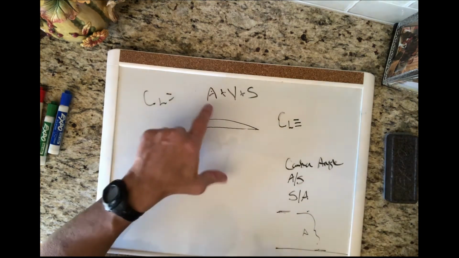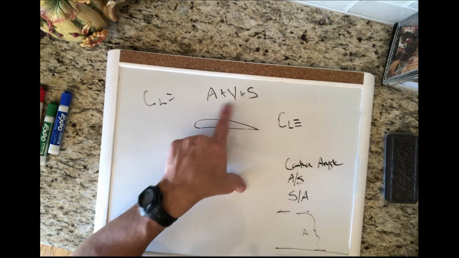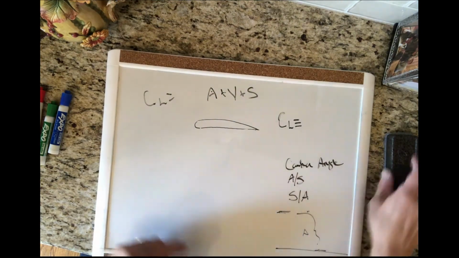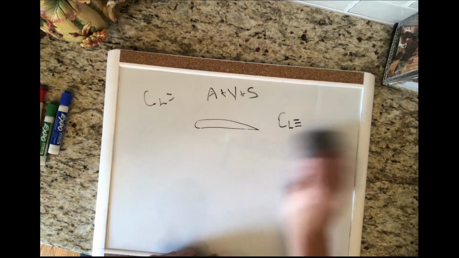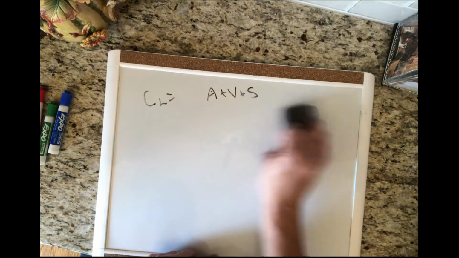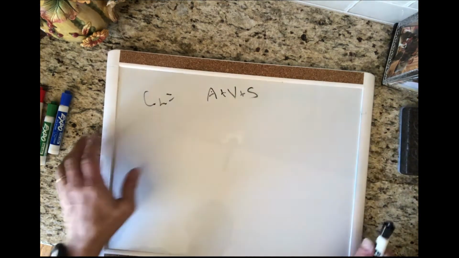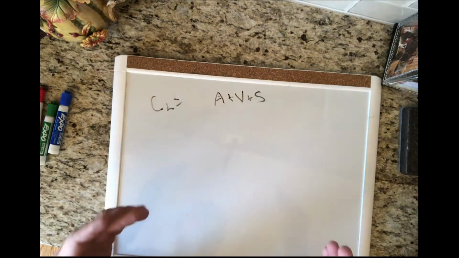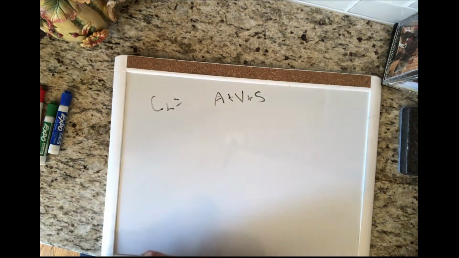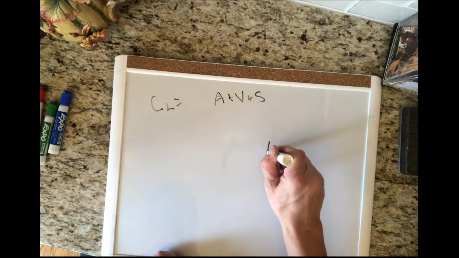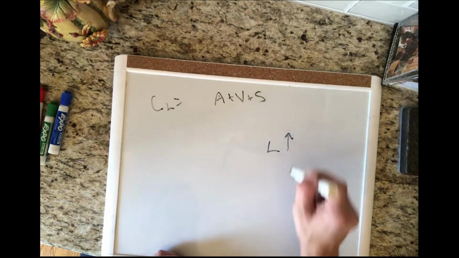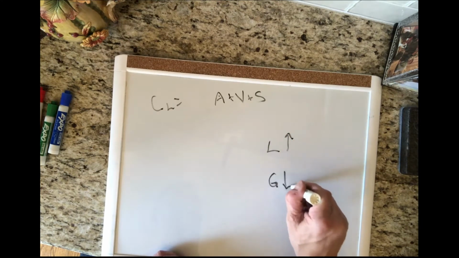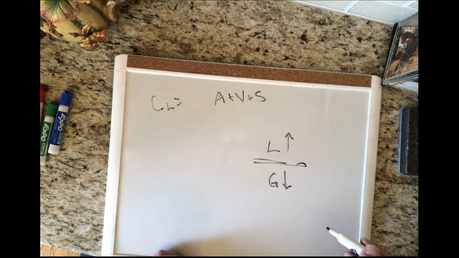So really what we're going to be worried about is our velocity, the camber angle, and the surface area of our wing. So what do flaps do? Big picture, they do the following. They allow the wing to still generate lift to counter the gravity. And here's our wing, I'm just going to draw it real quick. But at a slower airspeed.